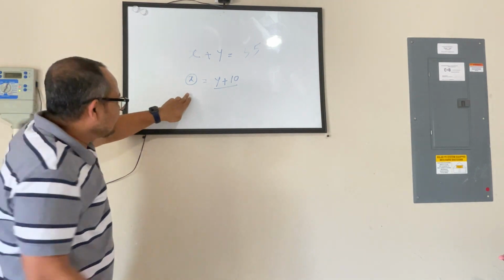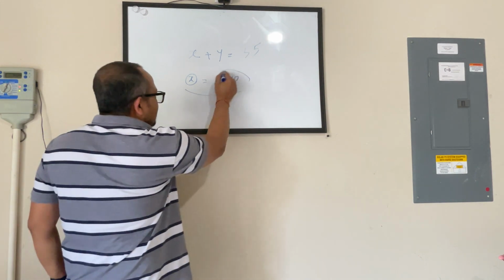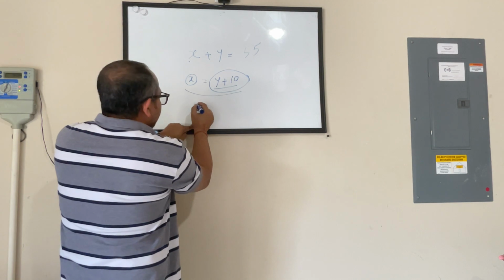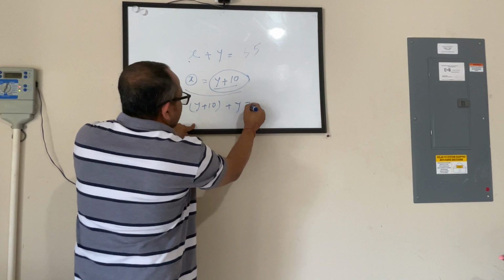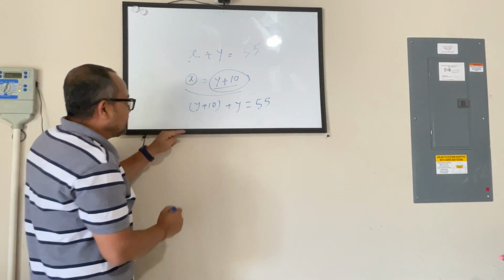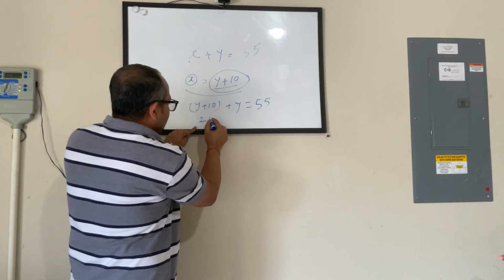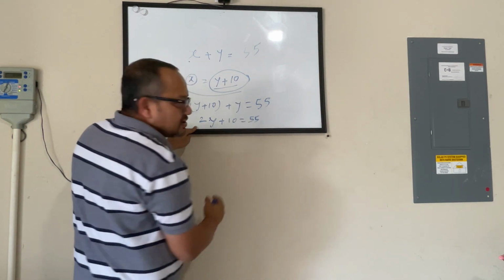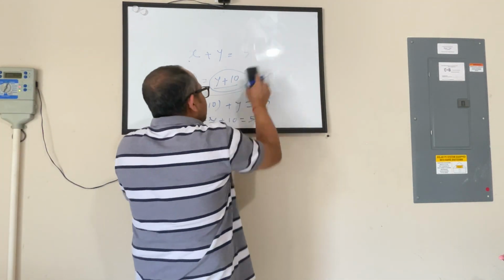So from the second statement, I got this value. What I can do is substitute this value in place of x. So if I put this guy here, instead of x I will say y plus 10, and the total is already 55. Now there are two y's, so y plus y, 2y plus 10 equals 55. Let me alter the question a little bit, okay, so that it looks realistic. Instead of 55 I will say 60, okay.